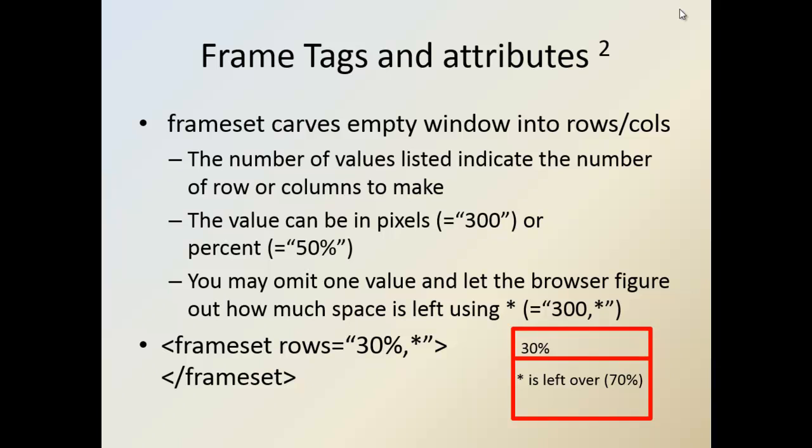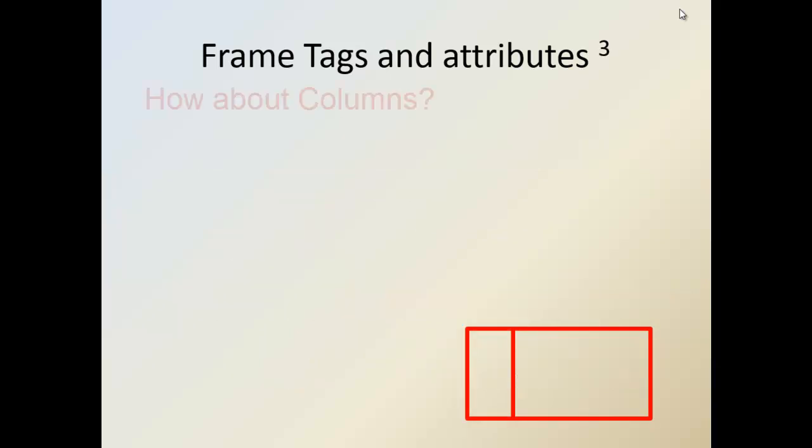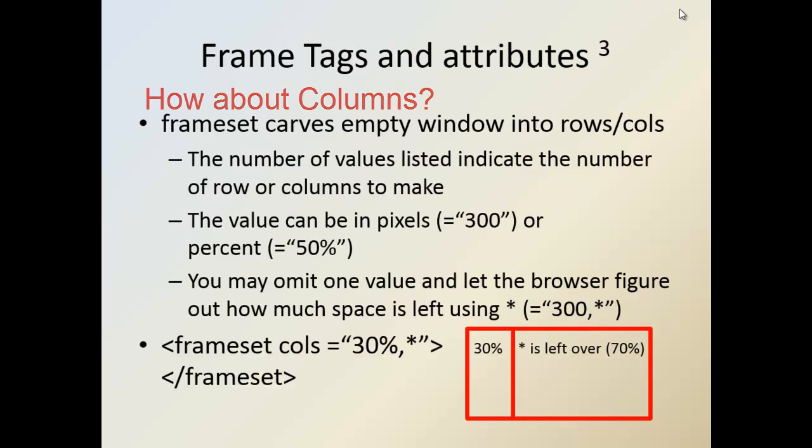So you can use the following code to create 2 rows. Frameset, rows equals 30%, comma, asterisk, and then end the frameset. That means the first row will occupy 30% of the space, and the second row will occupy whatever is left over, in this case, 70%. The same works for columns. In this case, the first column occupies 30% of the window, and then the asterisk creates the second column with the leftover space, in this case, 70%.